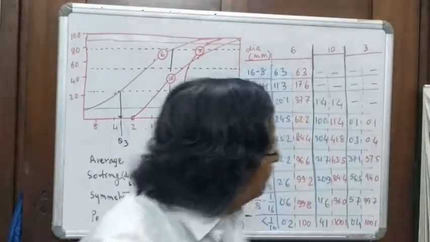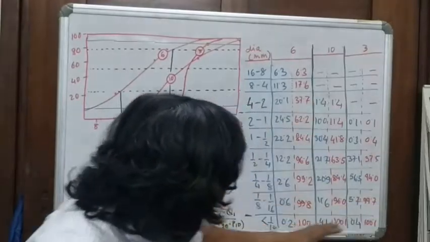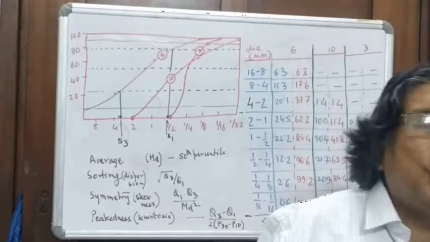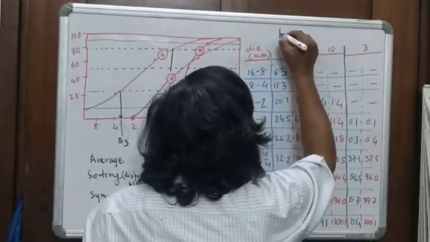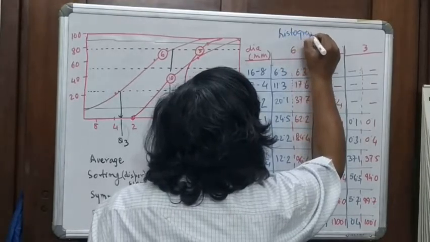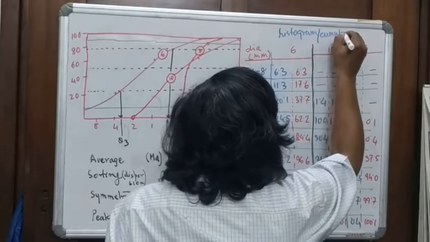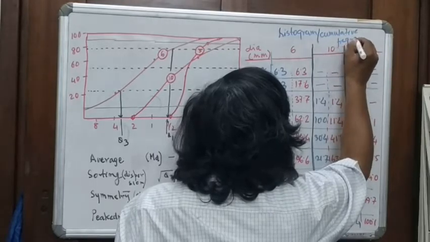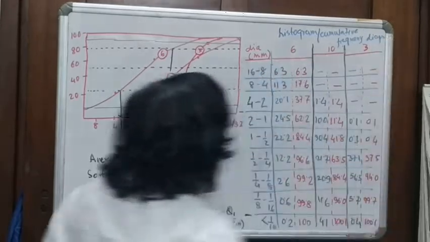So that's it. Now, with these 3 samples, you can plot something called a histogram. One word that is called a histogram. Or you call it a cumulative frequency diagram. Cumulative frequency diagram. What happens in this?